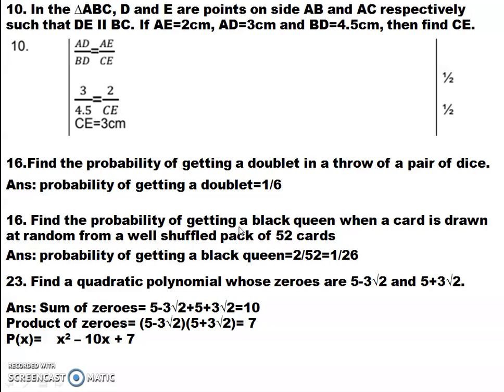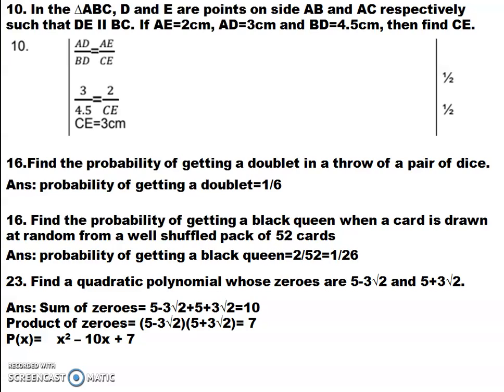Find the probability of getting a black queen when a card is drawn at random from a well shuffled pack of 52 cards. Students, while revising the chapter of probability, I have discussed the deck of playing cards. Probability of getting a black queen: you have 2 black queen cards, one of clubs and the other of spades. So 2 by 52. 2 cards out of 52 total cards are black queens. So 2 by 52.